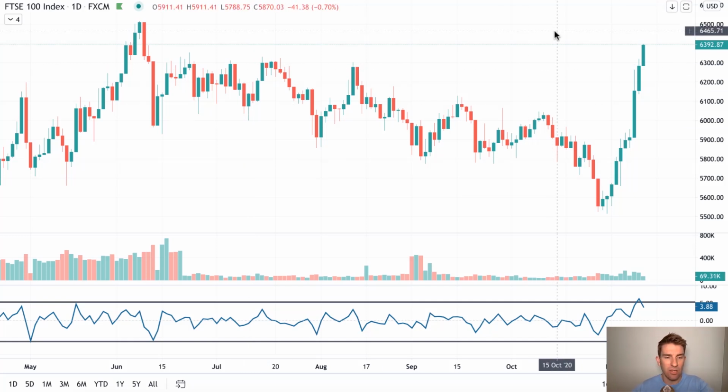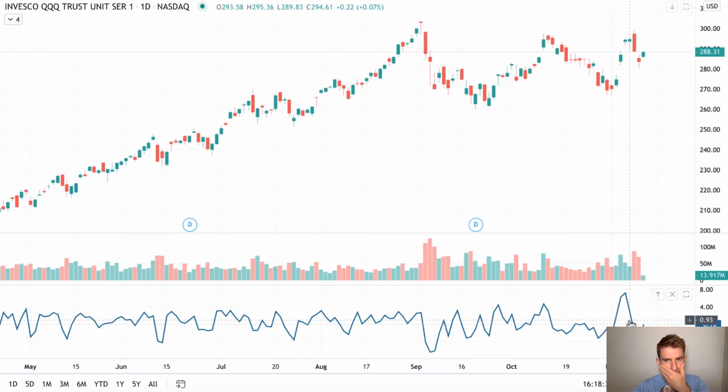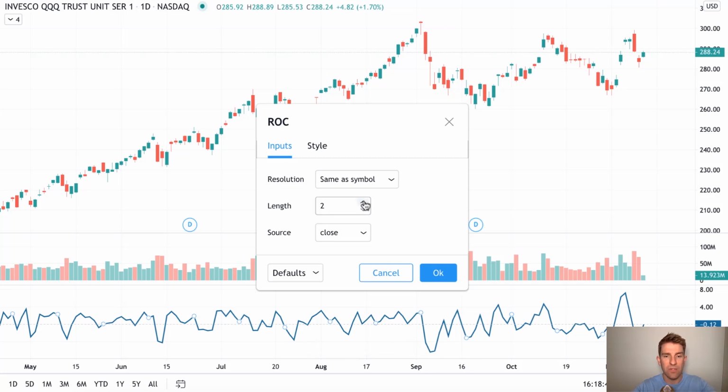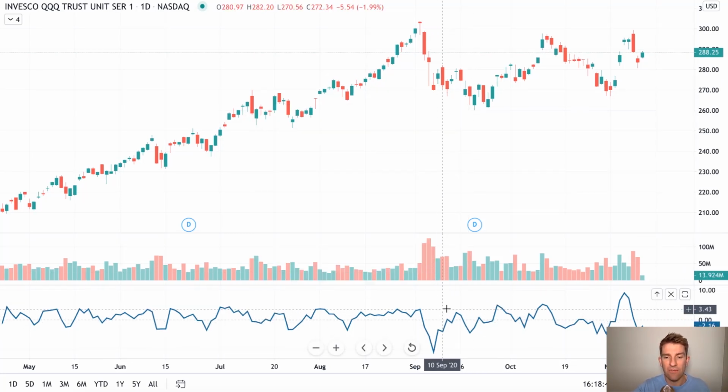Let's put in something like the Qs, so the Nasdaq ETF. Again, same kind of thing. You look to see when your rate of change. I think I've got it on 2 again. Let's put it on 3. You look to see when your rate of change is at an extreme level, and then you trade when it starts to flip back, or you're at least very, very cautious and wait for a counter trend move.